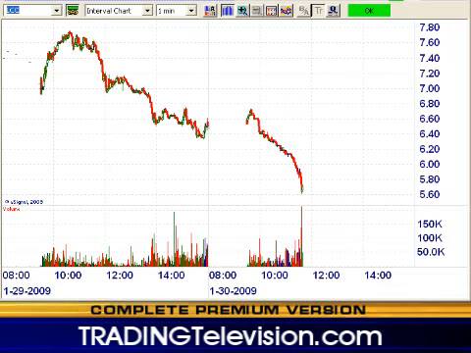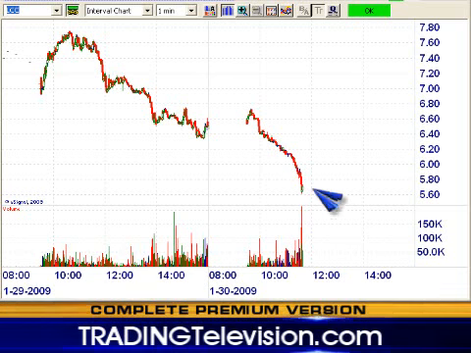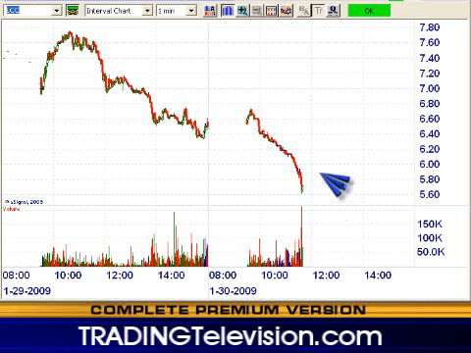Here's another one, LCC. That's U.S. Air. And I guess that whole sector looks like it's been selling off. Possible bounce if it clears 5.8, but we wouldn't touch it between 5.6 and 5.8.